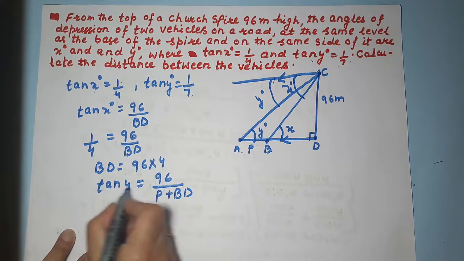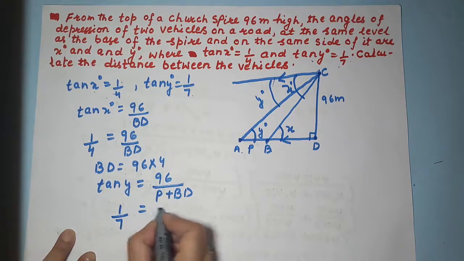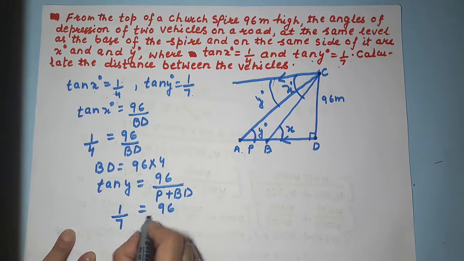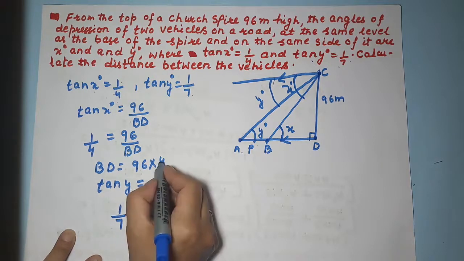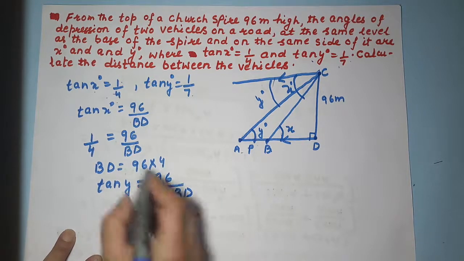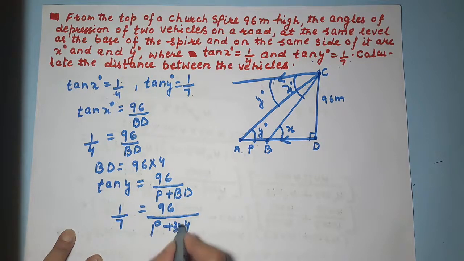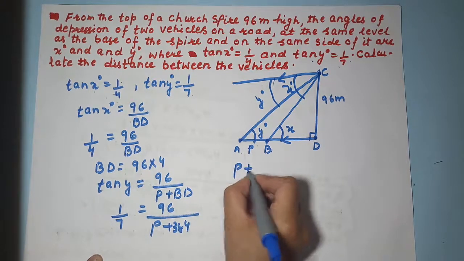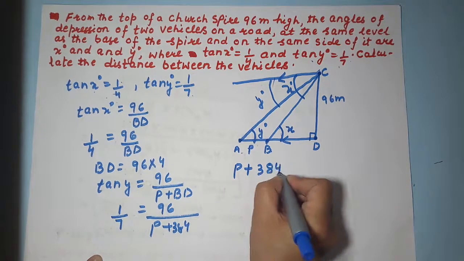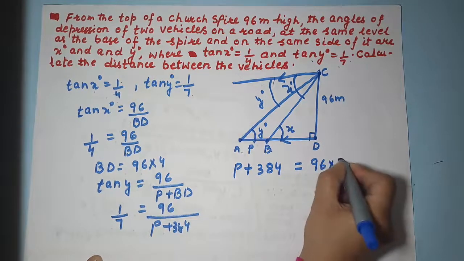Right? What is the value of tan y? It is 1 by 7. So 1 by 7 is equal to 96 upon P plus, how much is my BD now? 6 4s are 24, 2 carry, 9 4s are 36, 37, 38. Right? Let me now cross multiply. I will get P plus 384 is equal to 96 into 7.